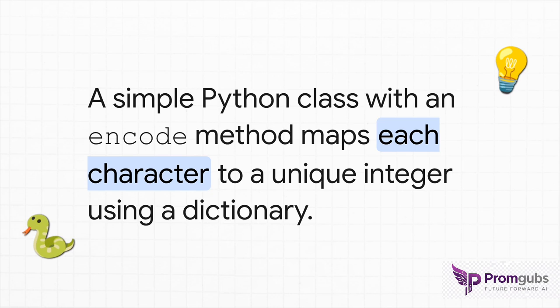And check this out. This shows you just how simple the core logic really is. This isn't some mystical, complicated process. It's a Python class with an encode method. It takes a string and, using a simple dictionary lookup, it spits out a list of integers. That's it. This is the code that makes tokenization happen.